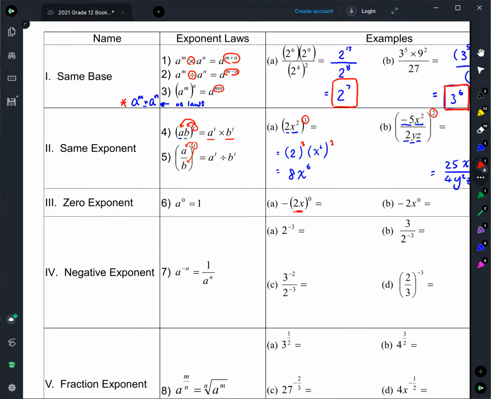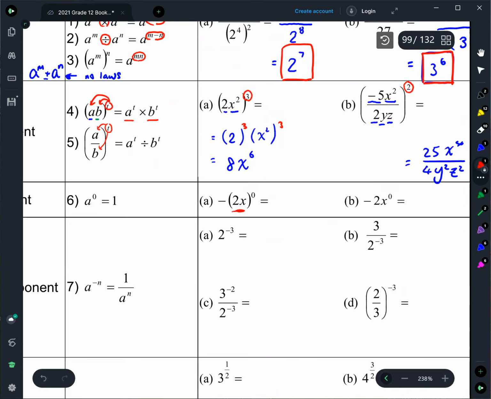Philip, what's the base for question B? Negative 2x. Because there's no bracket, right? So for the exponent of 0, the base is only the x. Okay, because when you have an exponent, it always carries a base, right? You cannot have an exponent without a base, right? You must have a number first. Let's say 5, and then you put an exponent at the corner. So let's say 3, right?